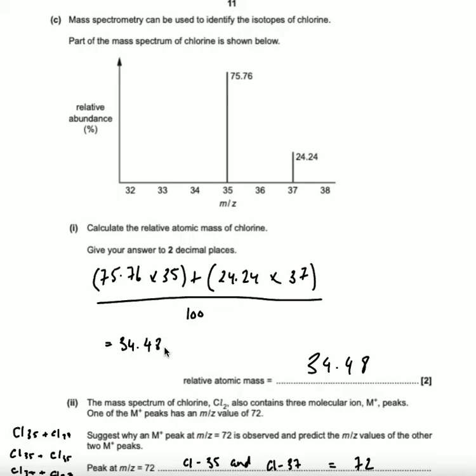And to check if your answer is correct or not, you have to go to the periodic table and see if your answer matches or is very similar to the answer they have in the periodic table. So in the periodic table, we know that chlorine is 35.5, and so that is very close to the answer that we have here, and so that is the correct answer.